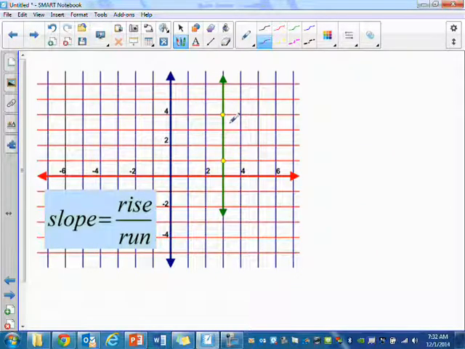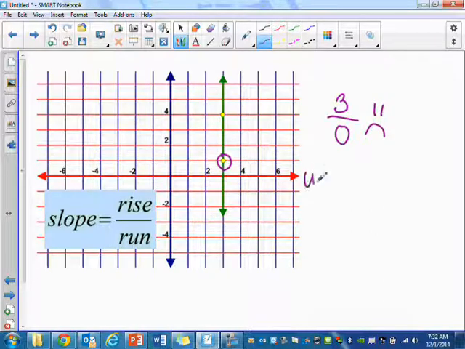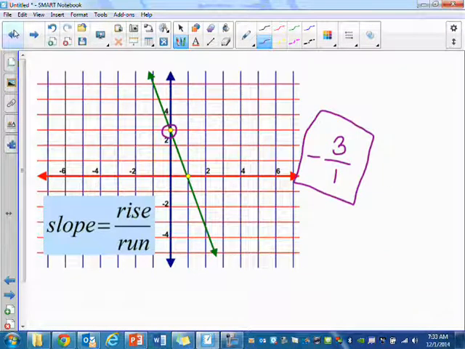So now we have a vertical line. Here, let's pick this point. Well, the rise would be 1, 2, 3 if we wanted to go up to the next one. And the run would be 0 because we didn't go over at all. Well, you can't divide by 0. So this slope would actually be called undefined.